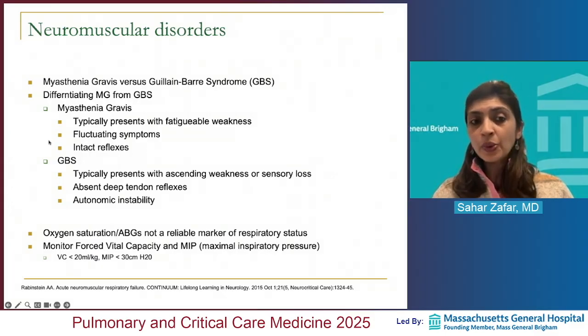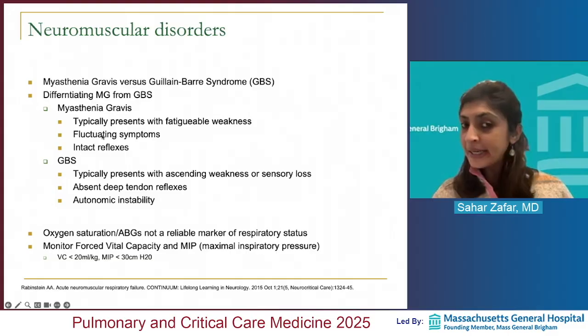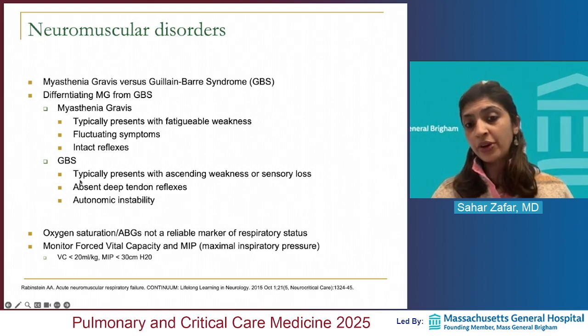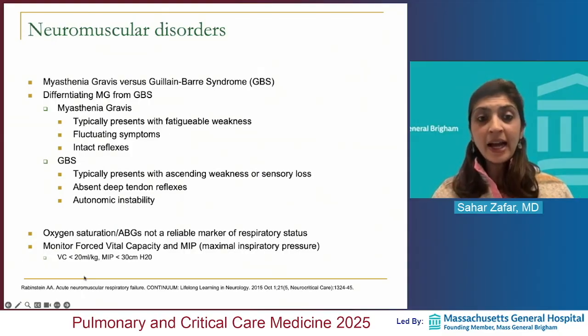How to distinguish between the two? Myasthenia is typically a motor disorder with fatigable weakness and intact reflexes. Guillain-Barré typically has a combination of both motor and sensory changes, ascending weakness and loss of reflexes, and they often have profound autonomic instability.